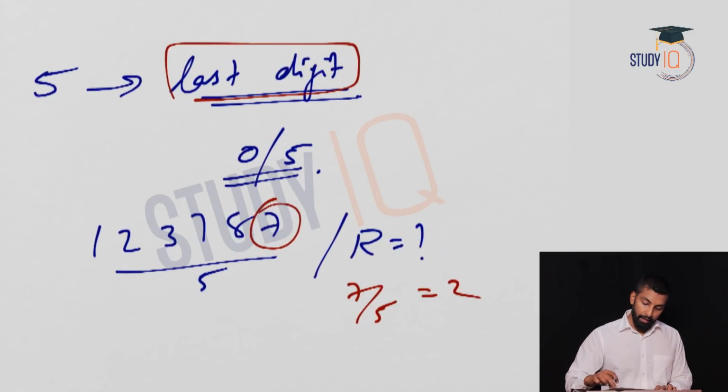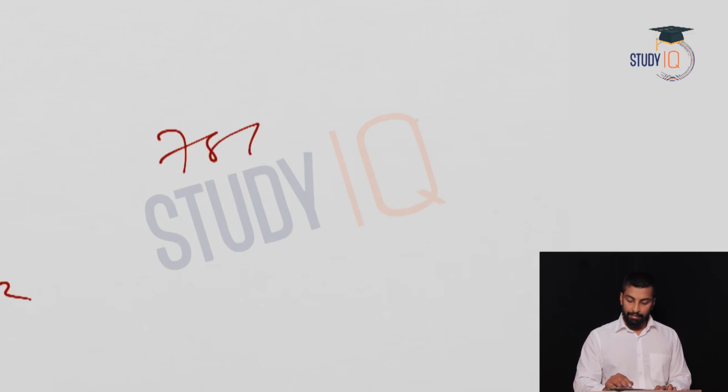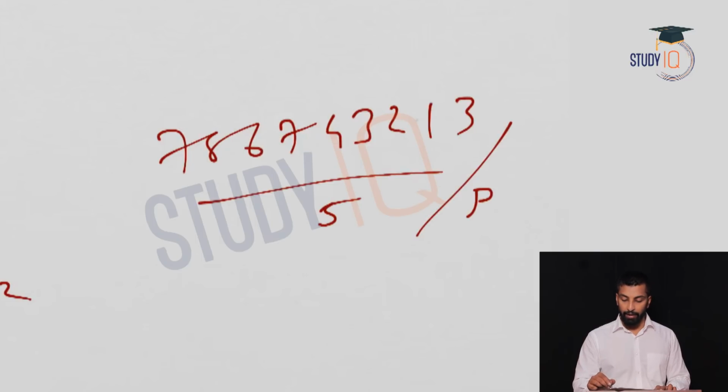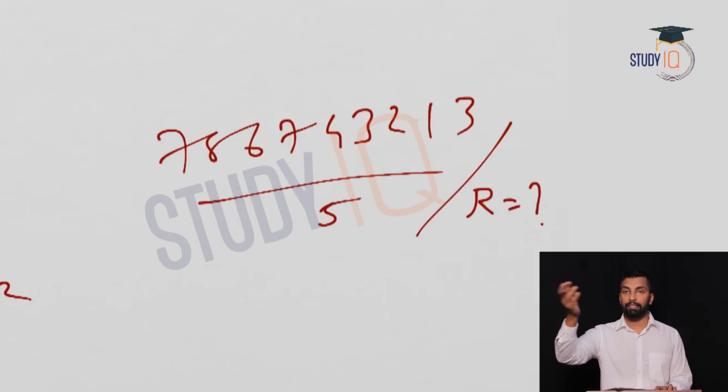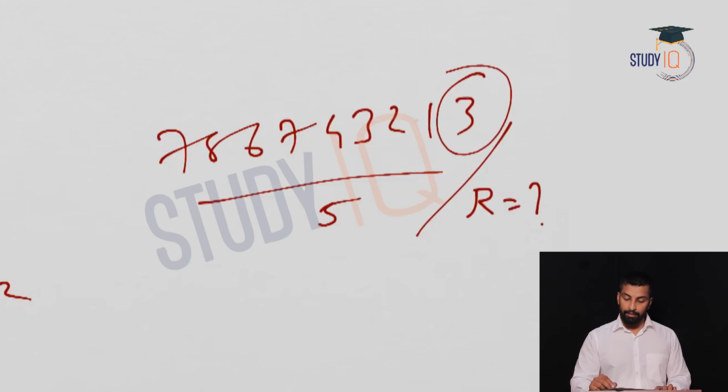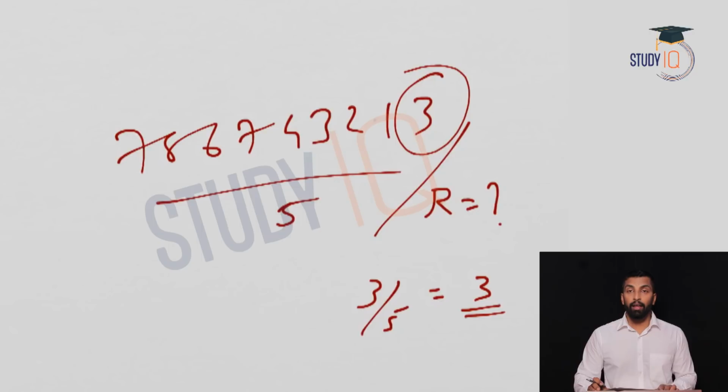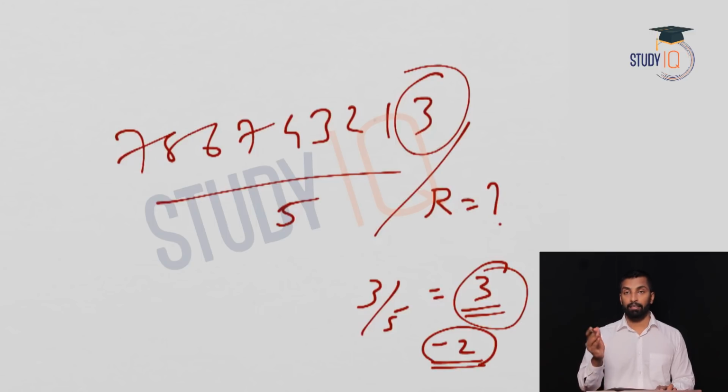Okay, similarly, if the question is 7, 8, 6, 7, 4, 3, 2, 1, 3 divided by 5, what is the remainder? Anyway, 25, 35, etc. we will cover in the coming sessions, but here you understand 5. So just take out the last digit, 3 divided by 5, what is the remainder? 3. You cannot divide 3 by 5. Now if this is coming as a part of a question, then instead of 3 you can take minus 2 as the remainder to make the calculation easier. That concept we have already discussed in the previous video session.